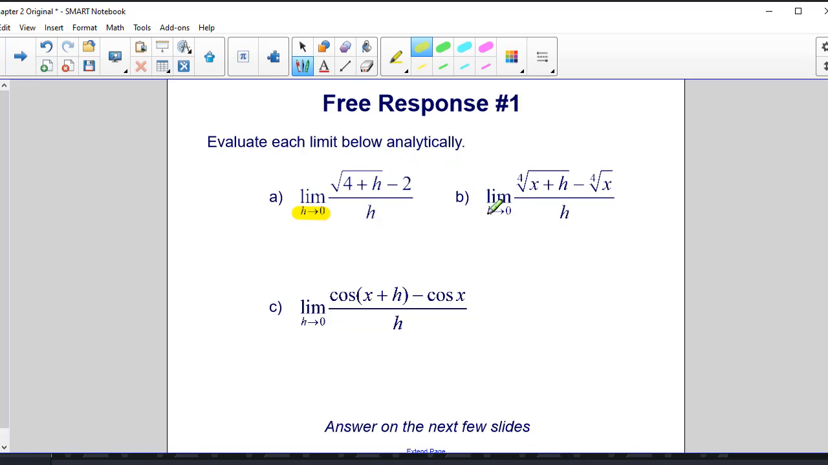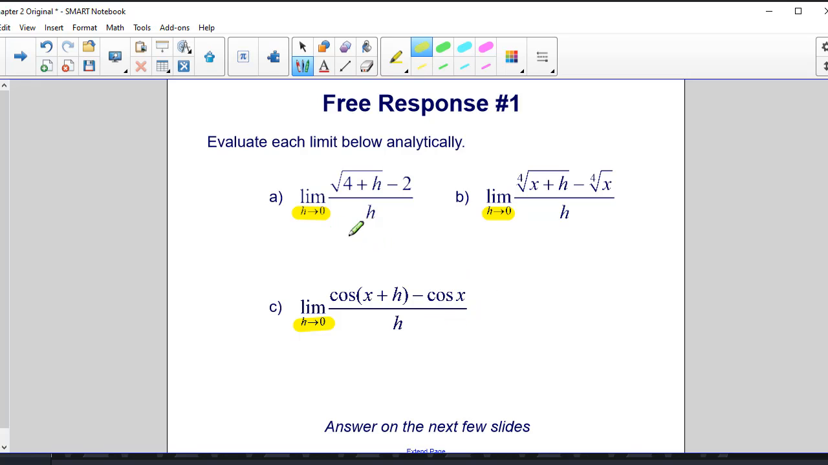Letter B, the limit as h approaches 0 of the 4th root of x plus h minus the 4th root of x divided by h. And letter C, the limit as h goes to 0 of the cosine of x plus h minus the cosine of x divided by h.